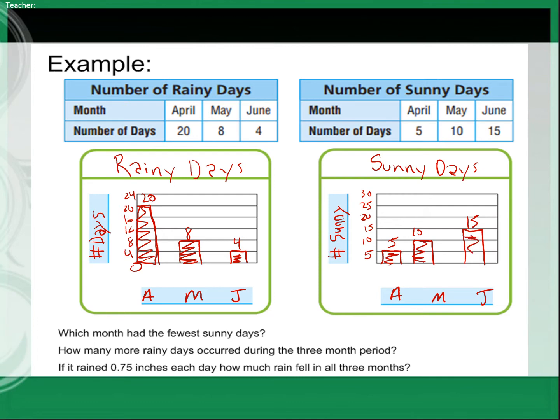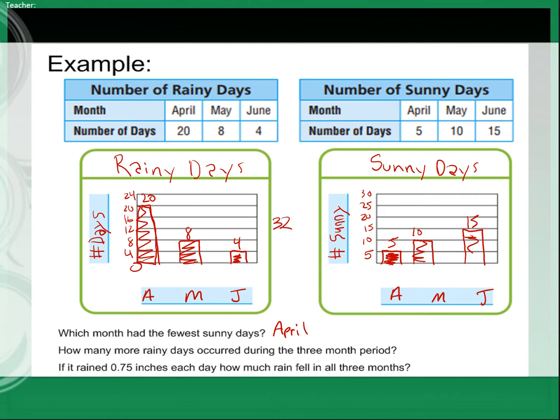Now I can answer questions. Which month had the fewest sunny days? Well, it's an easy reference, which has the smallest bar. Actually, April. How many more rainy days occurred during the 3-month period? Oh, so I got to find out how many rainy days we had. We had 20 plus 8, 28 plus 4 gives me 32 rainy days.